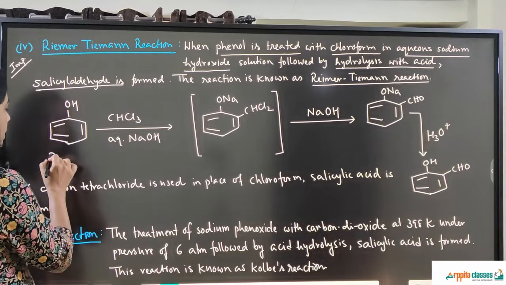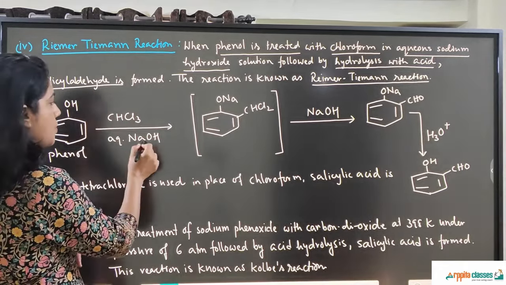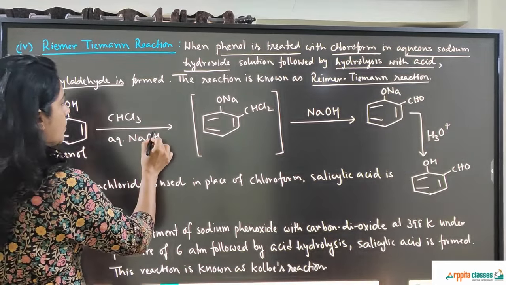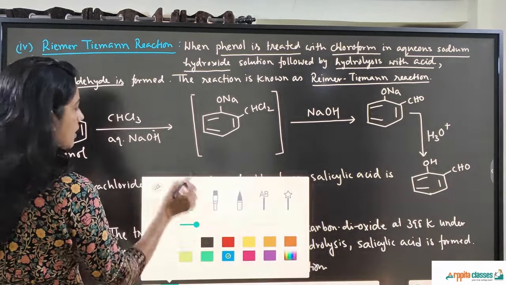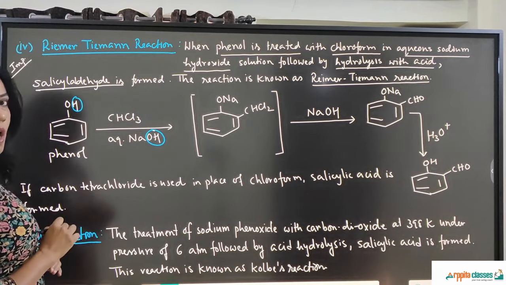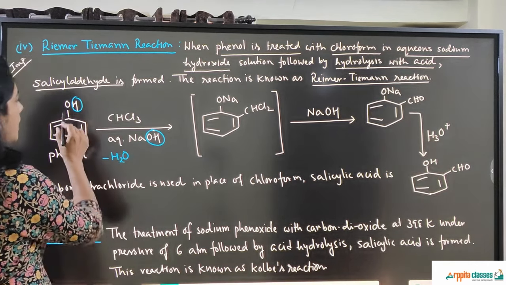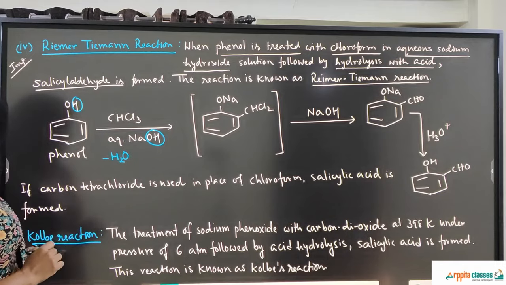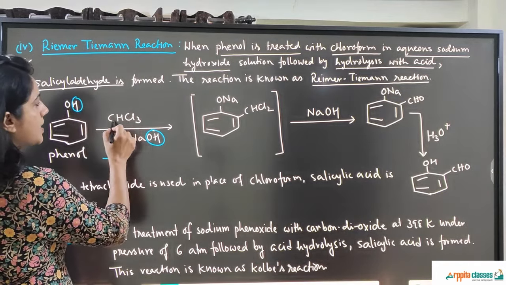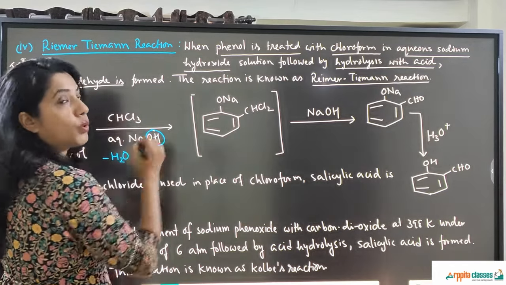So this is my phenol, and phenol is treated with chloroform, CHCl3, in presence of aqueous NaOH. So what happens here is, see, this OH of NaOH and H of phenol come out as water. So there is removal of a water molecule. This O is here, Na will get attached to this, so we get sodium phenoxide. And here you get CHCl3. So one hydrogen, one chlorine.